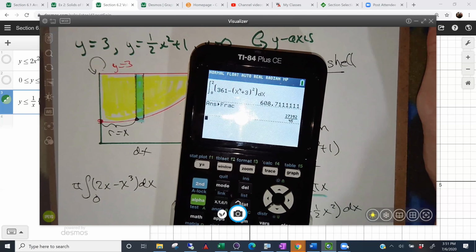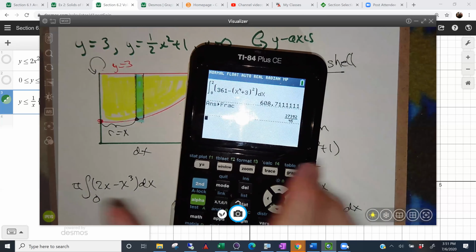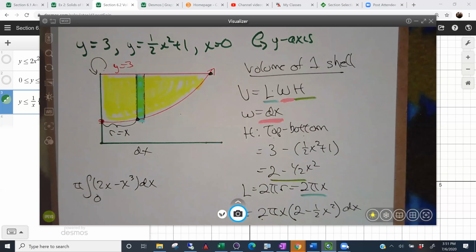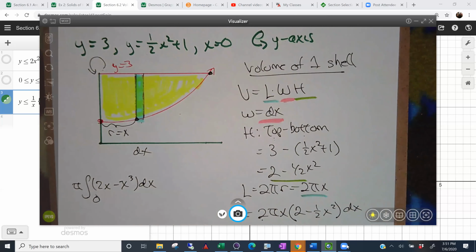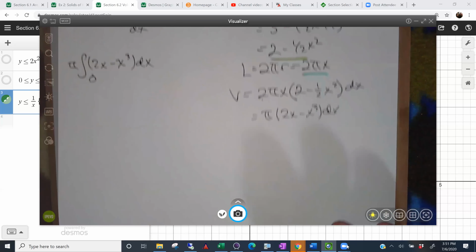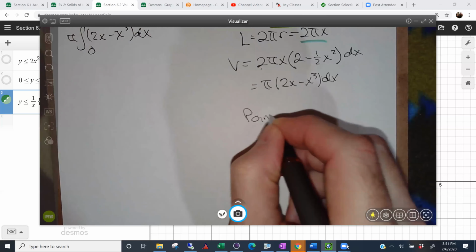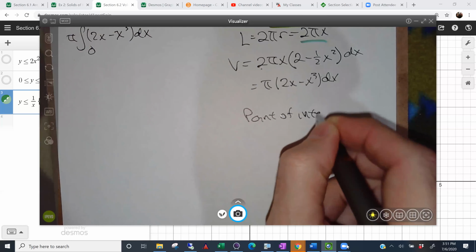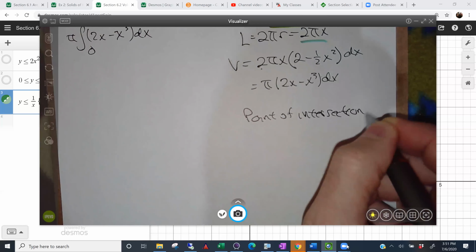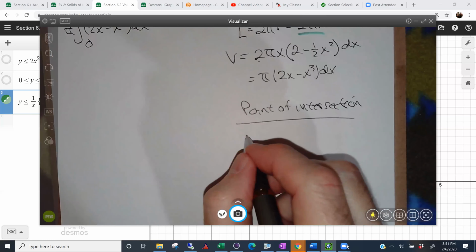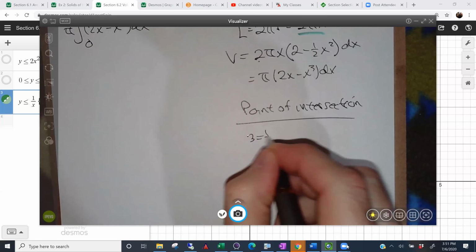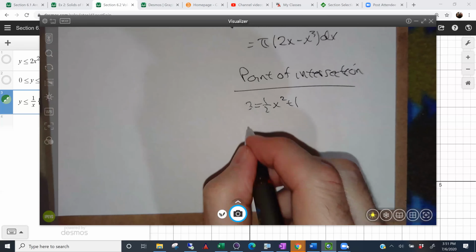You can set it equal to each other. So y equals 3 and y equals 1/2 x squared plus 1. Yeah. So if you want to find that point, and it doesn't hurt to demonstrate this by hand, your point of intersection is going to be where 3 equals 1/2 x squared plus 1.